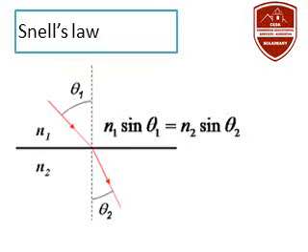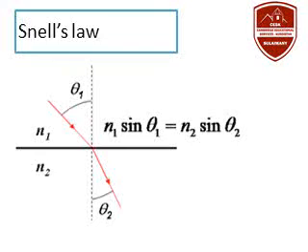Why did we talk about theta and sine theta? Because Snell's law includes n1 sine theta 1 equals n2 sine theta 2. Here we have four factors: n1, the index of the first medium, and n2, the index of the second medium.